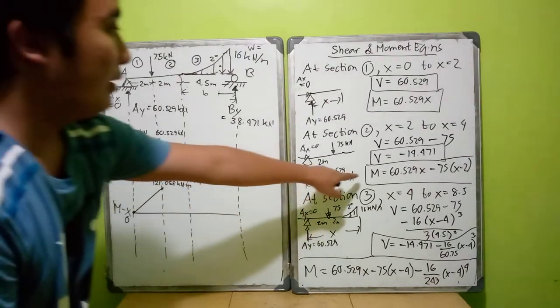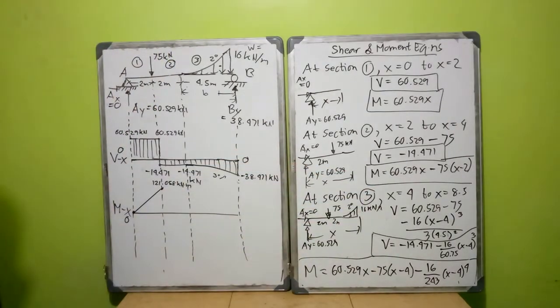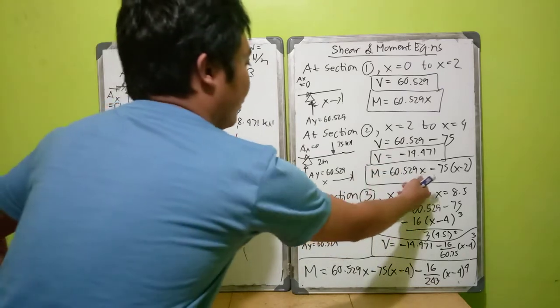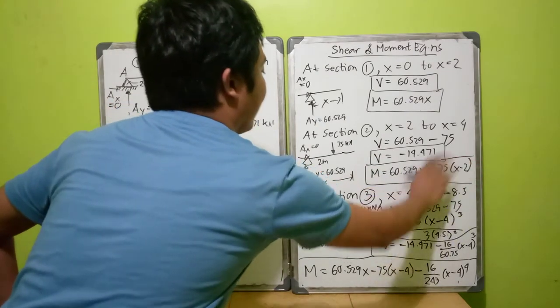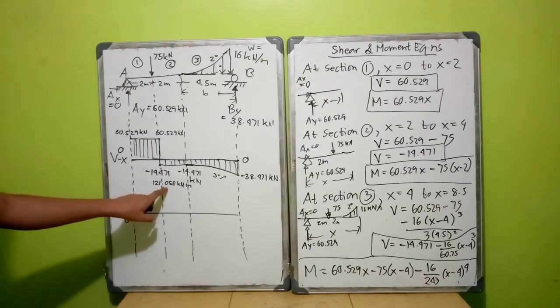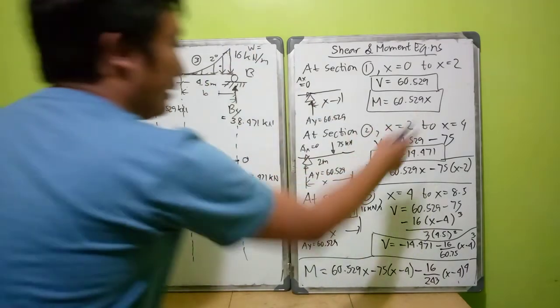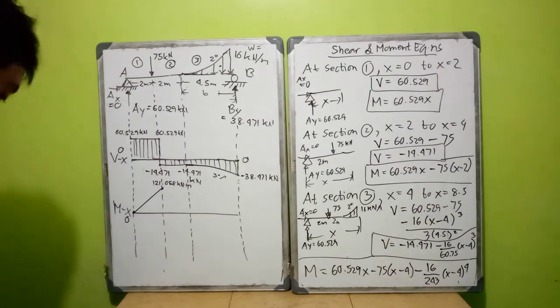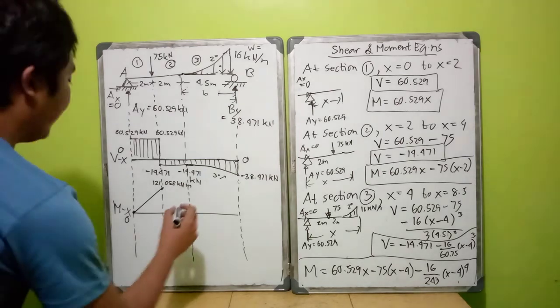And then at section 2, M is equal to 60.529x minus 75 times (x minus 2). So when x equals 2, obviously this will become 0, the same as this, 121.058. But when x equals 4, we substitute, minus 75 times 2, so we have 92.116.